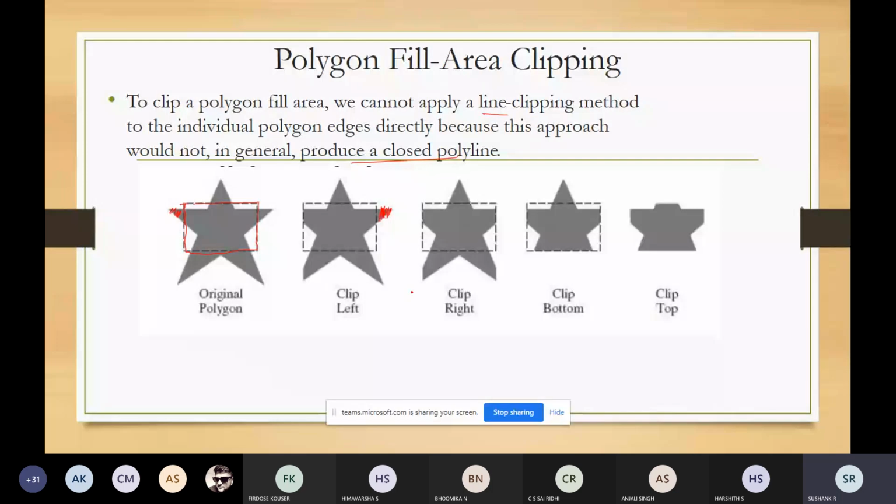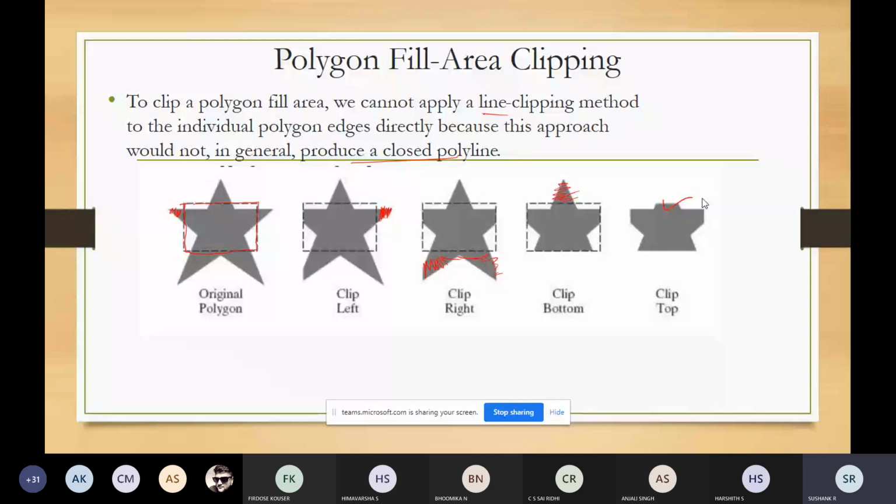When it is processed through the bottom clipping window, the downside of the clipping window, this part will be removed, and this will be passed again with the top clipping window. So the top side above this clipping window will be removed. So you will get this object. So this is the procedure, each edge will be processed.